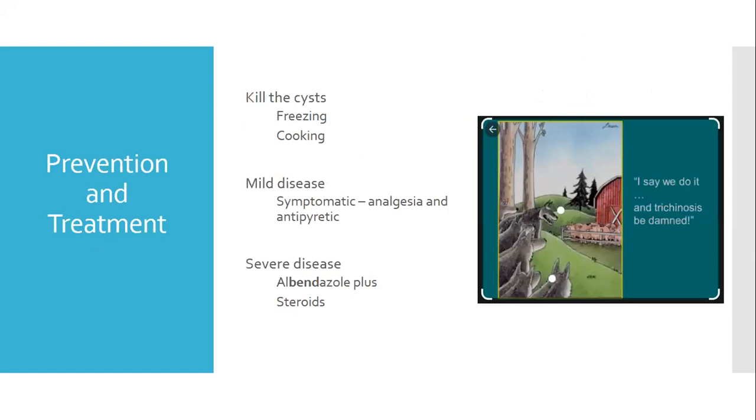The prevention and treatment is essentially to kill the cysts, so either you freeze the pork and you make sure that it is cooked well prior to ingestion. As far as treatment, the mild disease is treated symptomatically, and the severe disease is treated with albendazole plus steroids. However, the albendazole is not effective against the larvae, rather it targets the intestinal worm, and mainly the steroids are targeting the inflammatory response. So the moral of the story is, don't be a wolf, and rather make sure that your pork is well cooked.